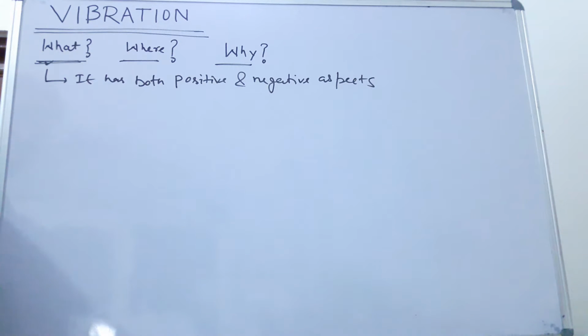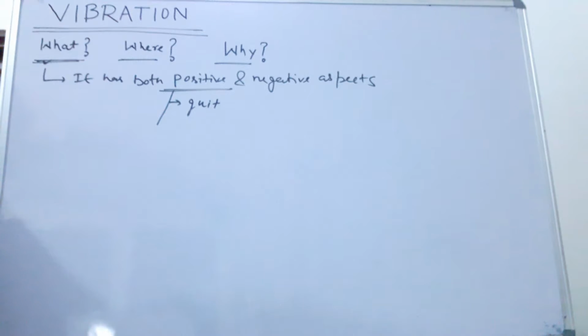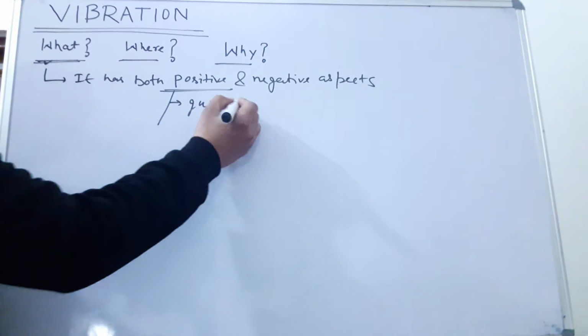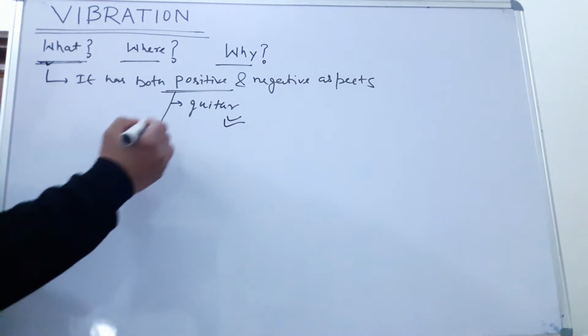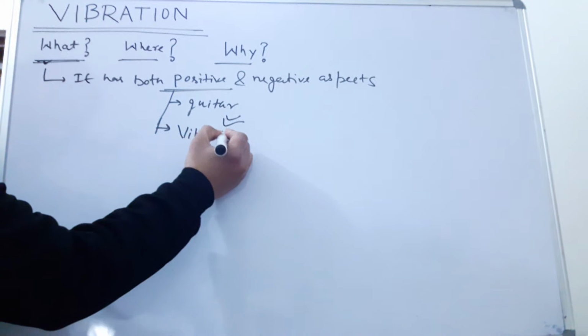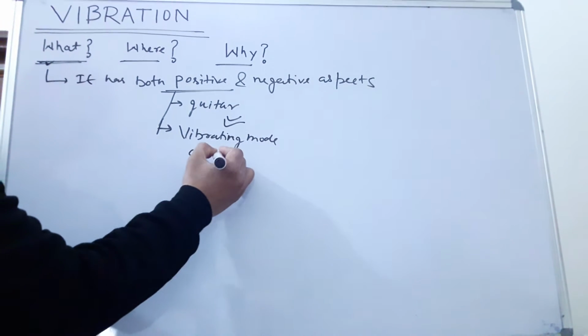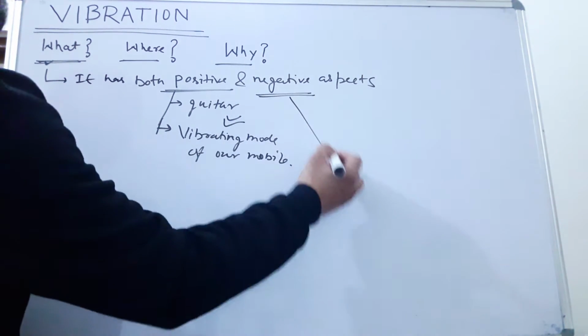So here the question is, what are the positive aspects of vibration? We know when we play guitar, it produces a very soothing music and we enjoy it. Another example is the vibrating mode of our mobile. It alerts us without disturbing anyone. So there are many advantages of vibration, as well as there are negative aspects.